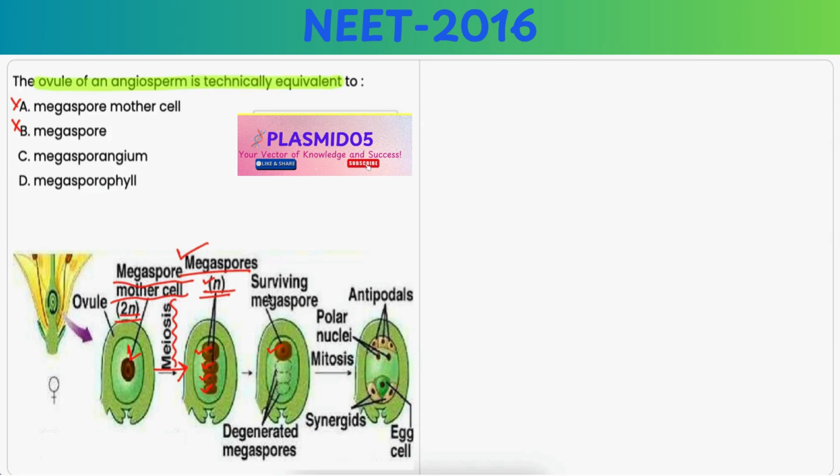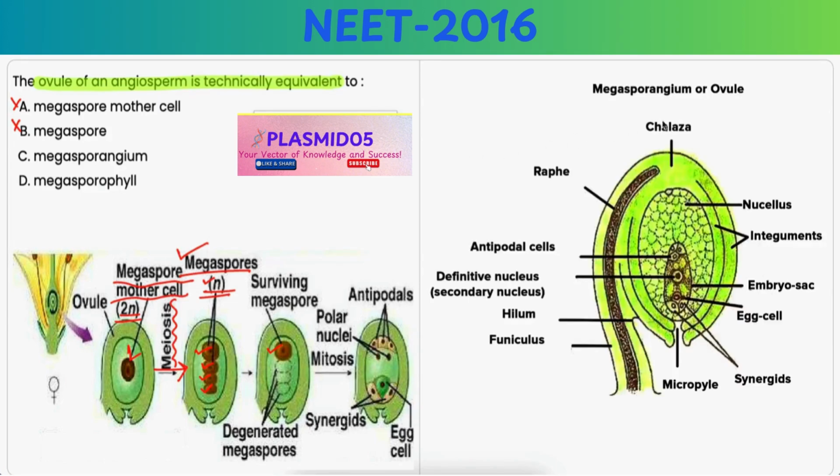Option C, megasporangium. The ovule in angiosperm is equivalent to the megasporangium as it contains the structures that are responsible for producing and housing the female gametophyte, that is the embryo sac. Hence, it is the correct option. Option D, megasporophyll. It is also incorrect because it refers to the leaf-like structure, that is the carpel in angiosperm, that bears the ovules.